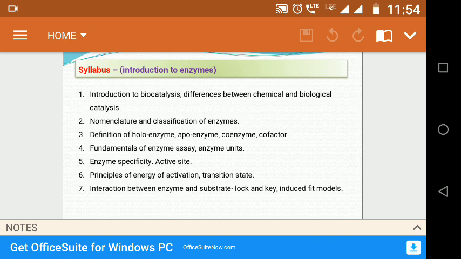In the next class, the last class of this topic, part 3, we are going to discuss the last subtopic, which is the interaction between enzyme and substrate. We have different models proposed by different scientists. We will cover it in the next lesson, and thank you all.